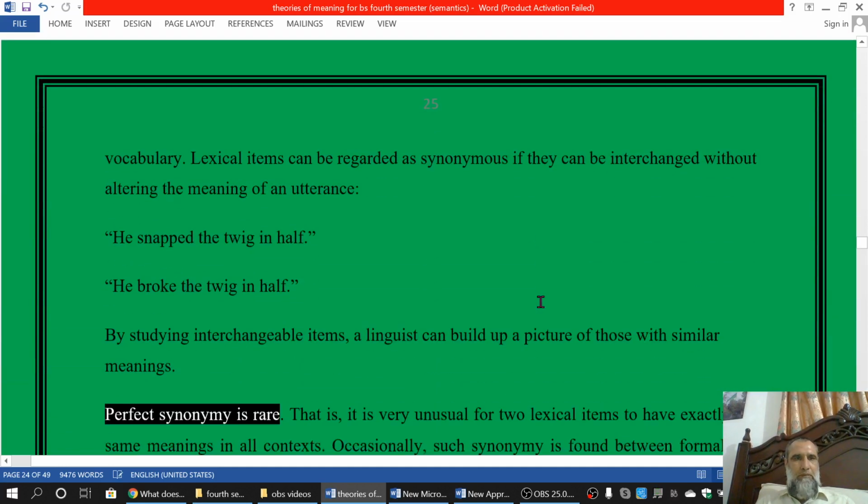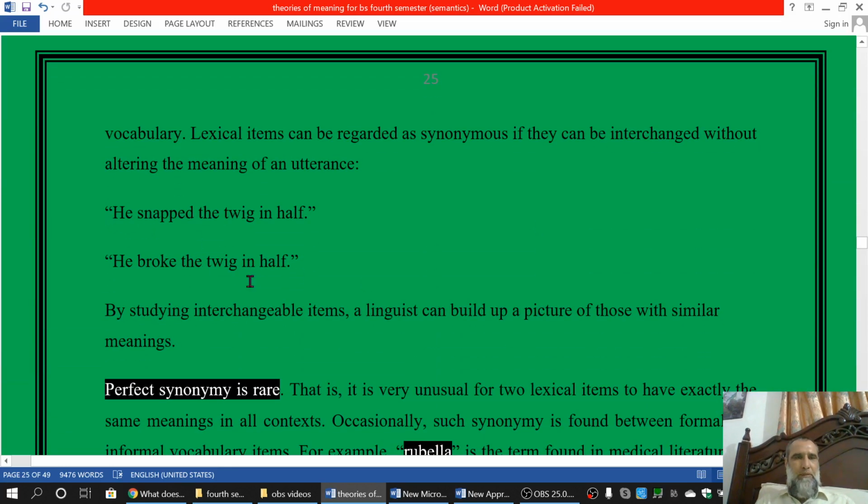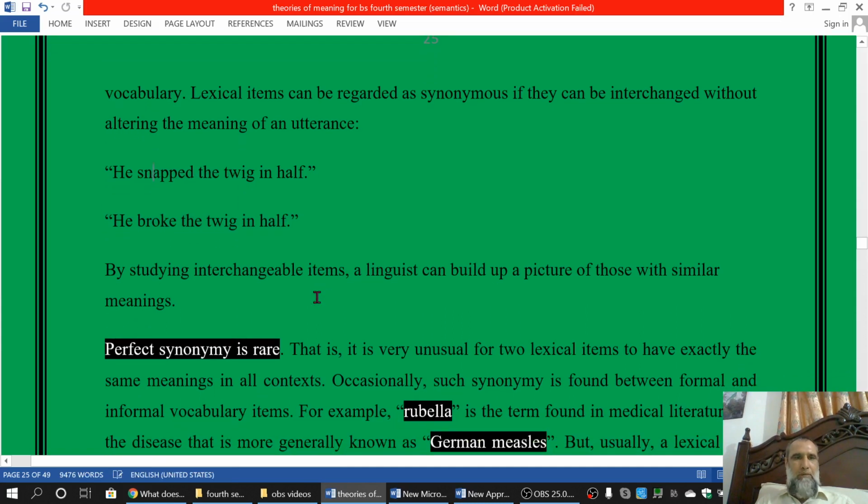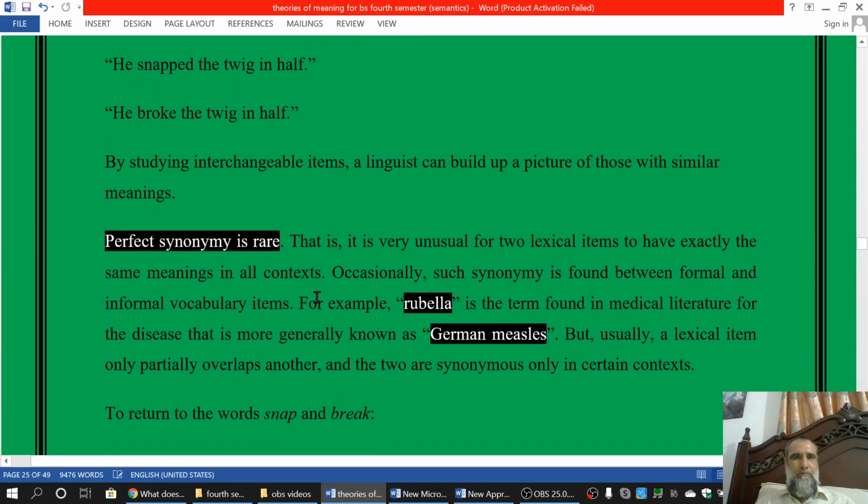Some synonyms, for example, if we take these two sentences, he snapped the twig in half, he broke the twig in half. In these two sentences, snapped and broke belong to the same semantic field, and their synonymy is complete, and one can be replaced with the other. But this is not always the case. Both these sentences have complete synonymy, and the meaning of broke is snapped and the meaning of snapped is broke, and therefore there is no difference in the meaning.